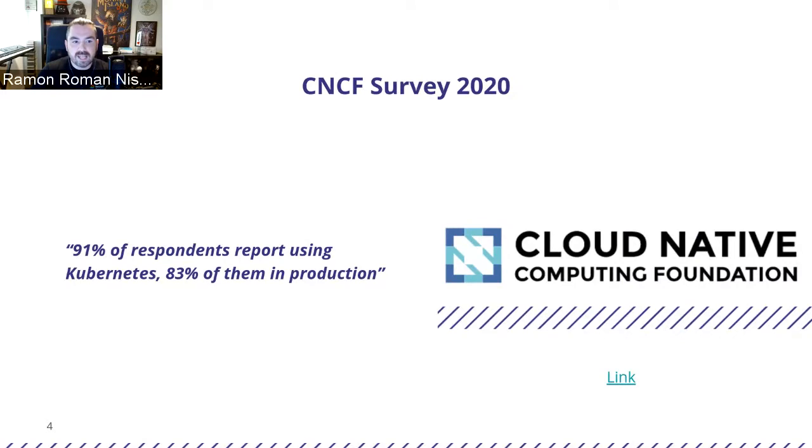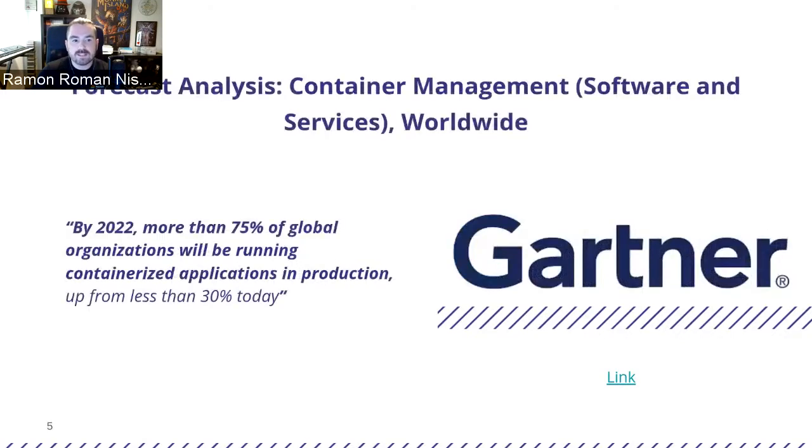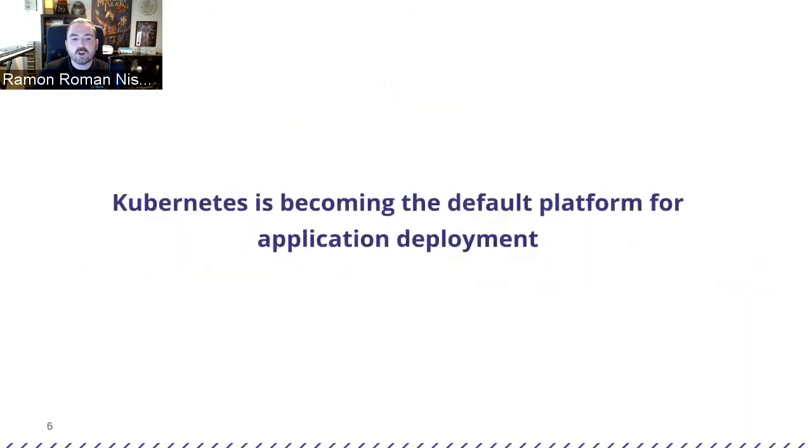Moving on, we have the latest Gartner forecast about container management. And on there, we can find that by 2022, more than 75% of global organizations will be running containerized applications in production. So the footprint of containers is growing steadily. And if we combine both insights that we have obtained from this research, then we can conclude that Kubernetes is becoming the default platform for application deployment.